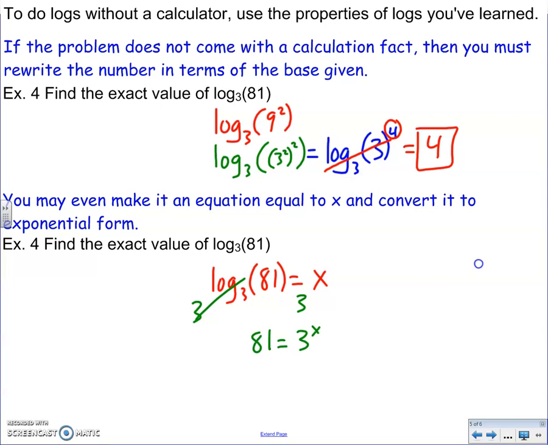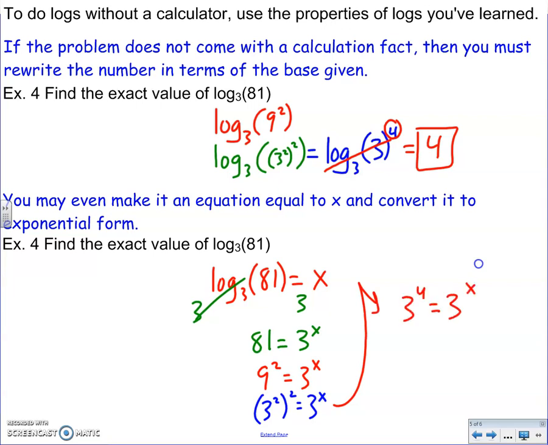So we get 81 equals 3 to some power. I change 81. Some of y'all know right away that 81 is 3 to the 4th power, but if you don't, you can say that's 9 squared. So you get 3 to x. Well, that's still not base 3 and base 3. So we can change 9 to 3 squared. Alright, then from here, we could say that's 3 to the 4th equals 3 to the x. Y'all know when you have same bases and they equal each other, you have same powers. You have 4 equals x.